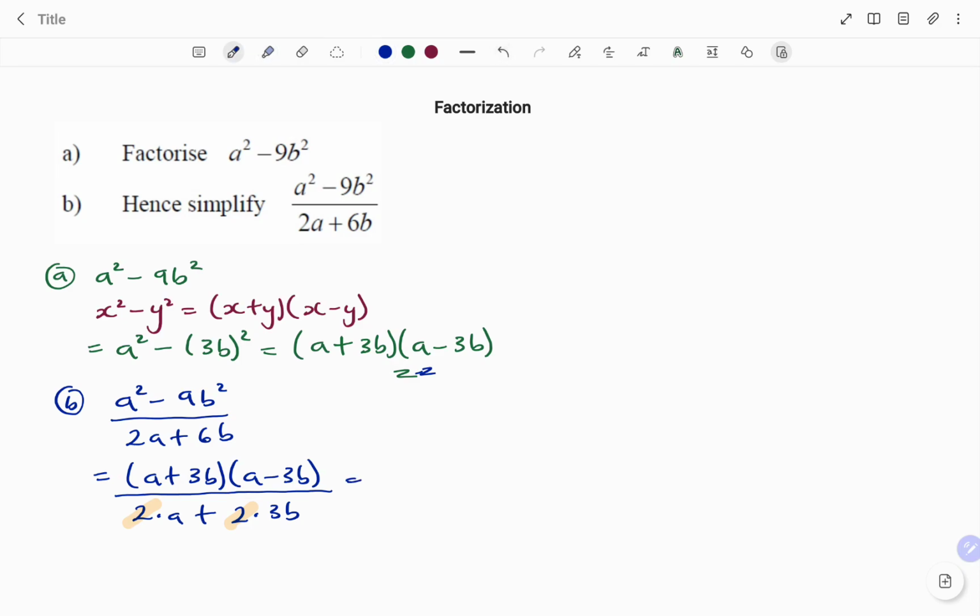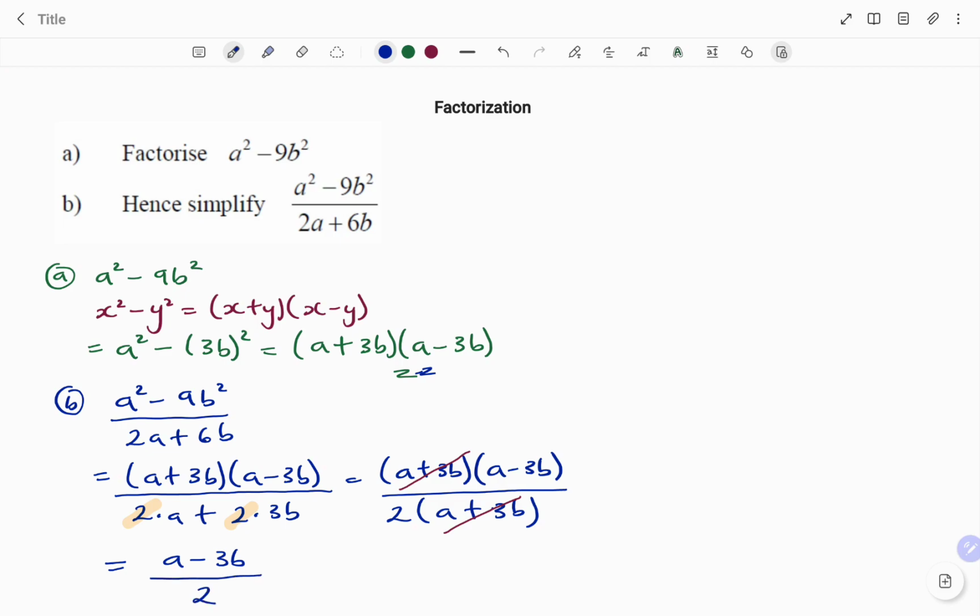so if I simplify, I still have my a plus 3b and a minus 3b at the top. For my denominator, a common factor is 2, so I take out 2. I'm left with a plus 3b for my second term. And if you look at that, a plus 3b, I have that as my numerator and my denominator. If I divide, that cancels out. So my final answer will be, I'm left with a minus 3b for my numerator and my denominator, that's 2.